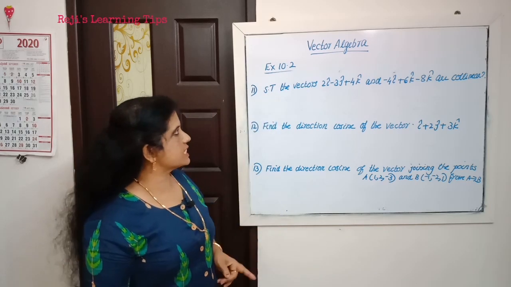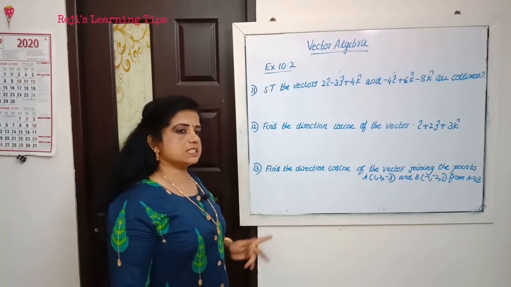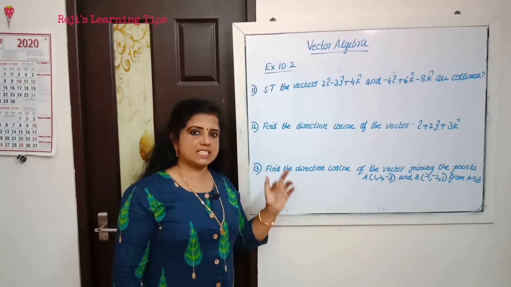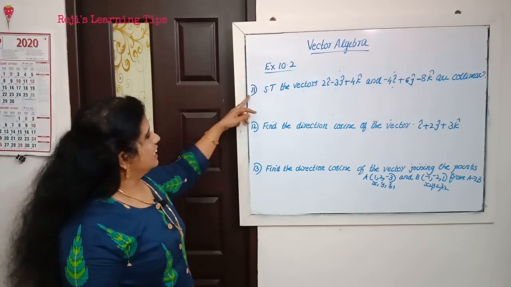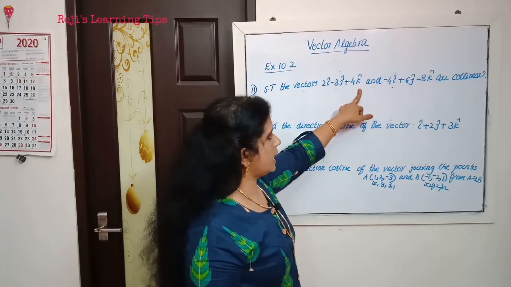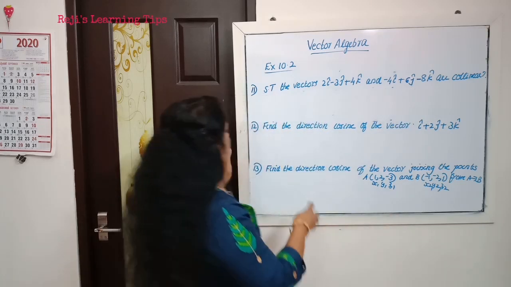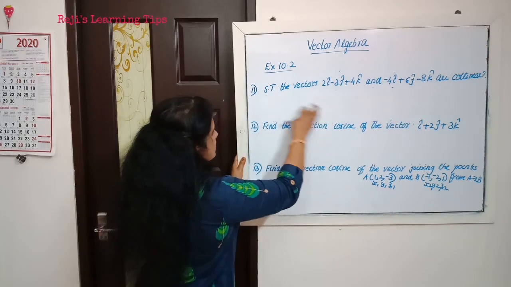Today we are going to discuss vector algebra, exercise 10.2, questions 11, 12, 13, 14, 15 and 16. Understood? 11th question. Show that the vectors 2i minus 3j plus 4k and minus 4i plus 6j minus 8k are collinear. Then how can we show that these two vectors are collinear?